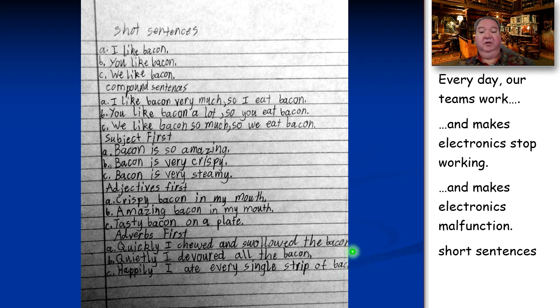Obviously down here there's a little problem. The image is cut off. Don't worry about that. This says, quickly I chewed and swallowed the bacon. So that's the edge of an N and a period. And the third one, happily I ate every single strip of bacon. So again, the edge of the image was cut off. Whoever took the original photo or whoever posted it the first time cut that edge off. Don't worry about that. Okay, you can just fill that in.